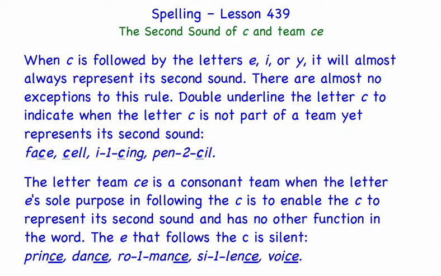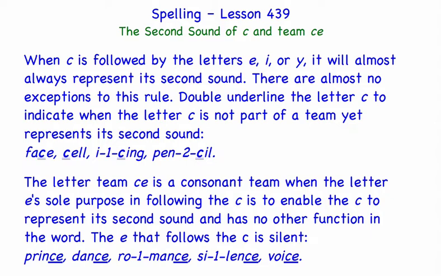Same with the word dance. We have C followed by E, but the E's only function in that word is to cause the C to represent its second sound. It's not causing the A to be long in dance. It's not dance, it's dance. And that's true with prince as well. Normally when you have E at the end of the word by itself, it causes the vowel in front of it to make its long sound. But we don't have an E at the end of the word by itself in prince and dance. We have a CE team, and CE represents the S sound.